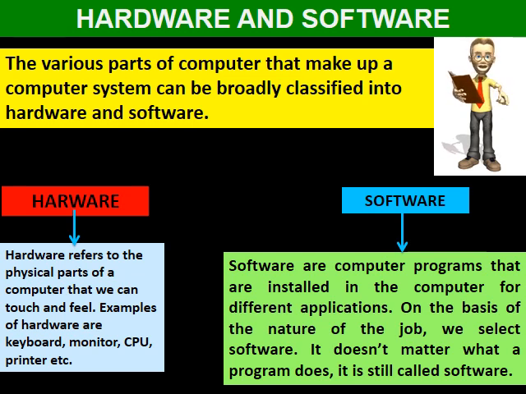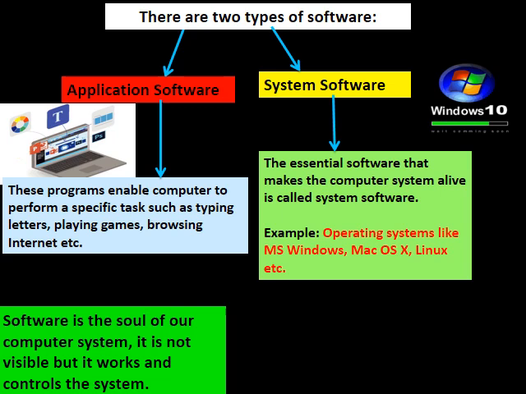Now, what is a software? Software are computer programs that are installed in the computer for different applications. On the basis of the nature of the job, we select software. It doesn't matter what a program does, it is still called software. Now, there are two types of software. First, application software and second is system software.